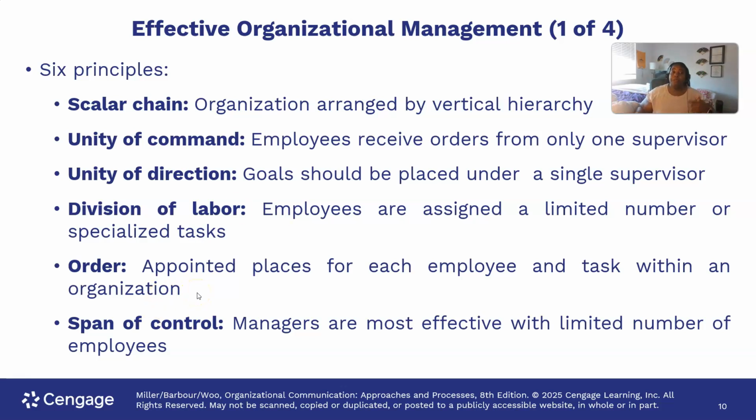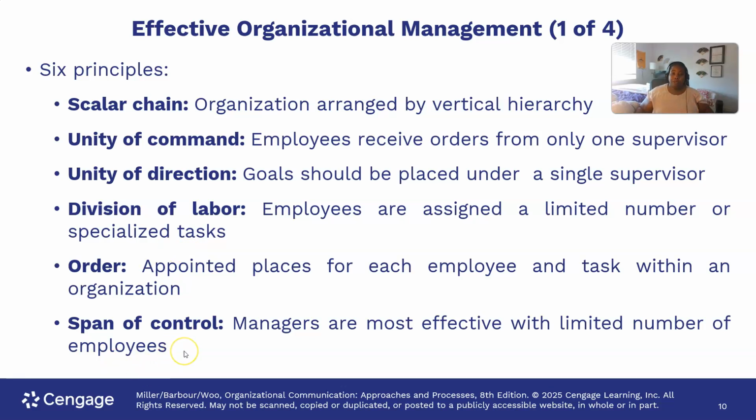And then there's order. So it's appointed places for each employee and task in the organization. So each employee has a job to do or a set of things to do, right? So an employee wouldn't overstep their boundaries and do the manager's task, and the manager may guide the subordinate on how to do their task, but they don't do the task, right?